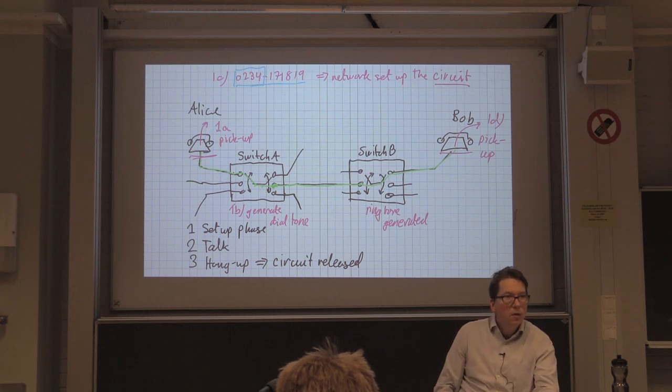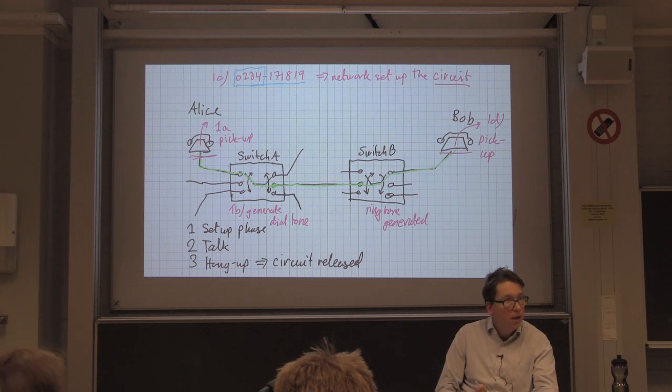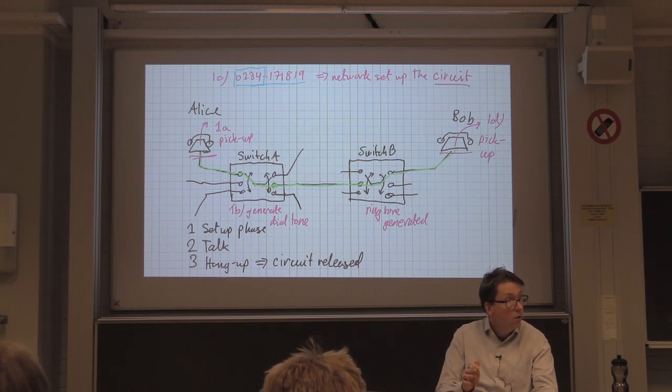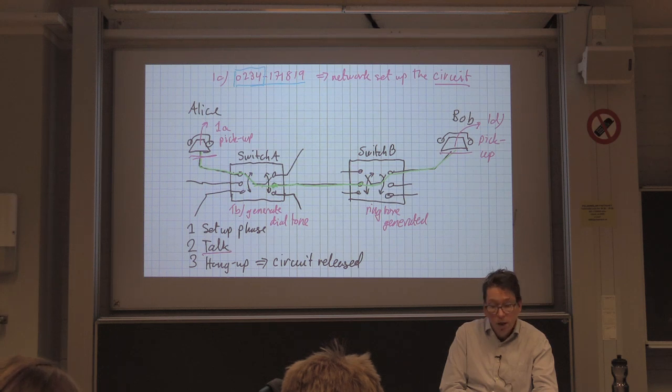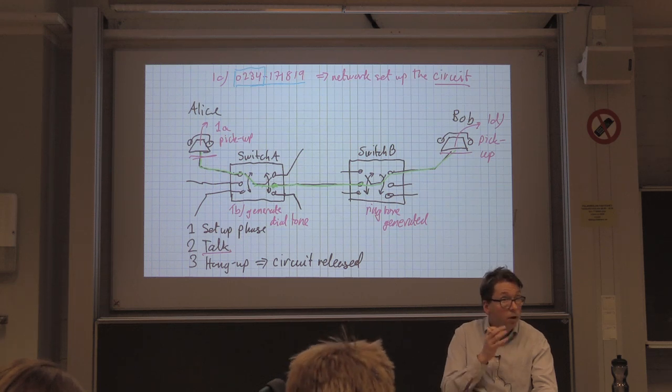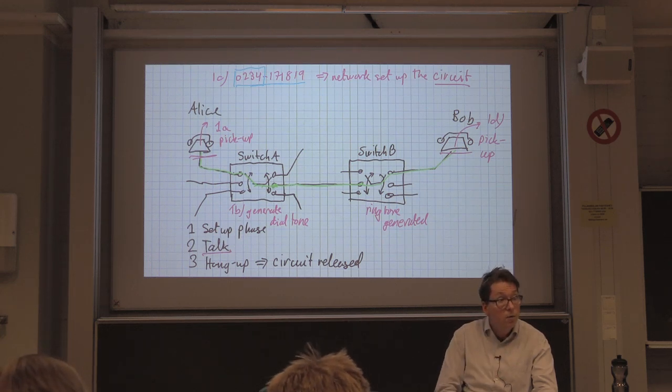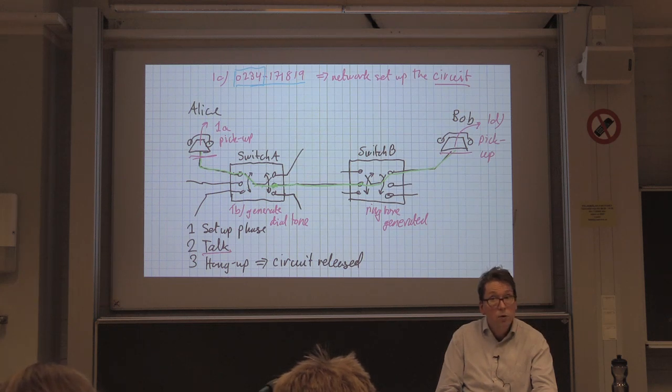Okay, so this is the setup phase. Nothing of consequence has been transmitted, no user information, through the network now. There's been a lot of signaling between the different switches and so forth to figure out where to make the connection. But once the connection is done, then we go to the talk phase. Talk, talk, talk, talk. And when we're done, one or both of these receivers are put down on the telephone. And then the switches release this green connection. But the green connection is there for the entirety of the call. Okay, so this is called circuit switching.